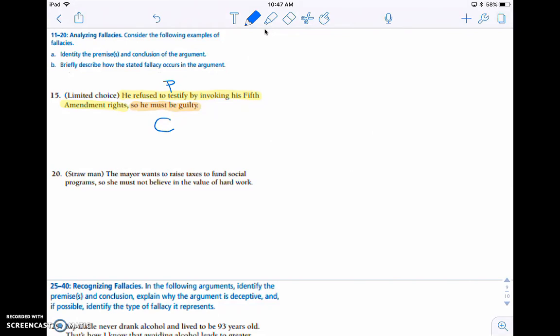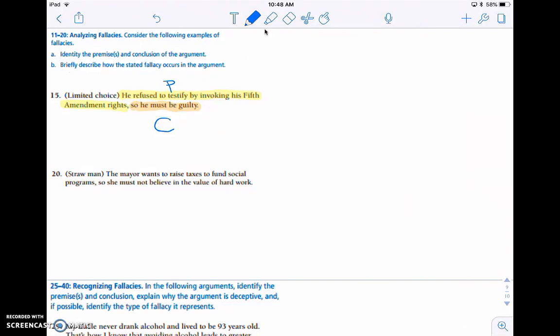So there's our premise and our conclusion that we have. And again, limited choice because we state the premise, refused, and then our only conclusion is he must be guilty when there could definitely be others. So we've limited the choice there. Okay, the next one, we're looking at the straw man argument.